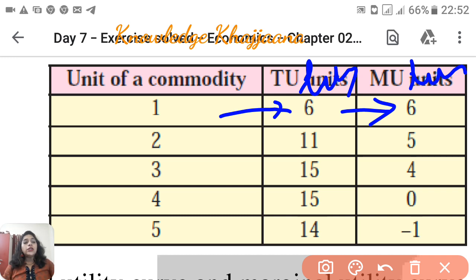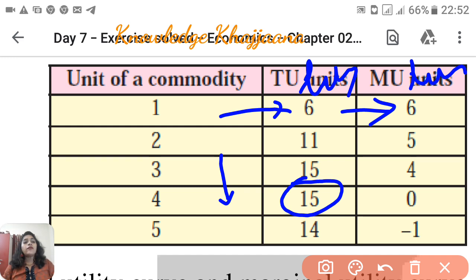Whereas the marginal utility declines and becomes 4. After consuming one more commodity, that is the fourth commodity, the total utility reaches the highest point, that is 15, and it remains constant.